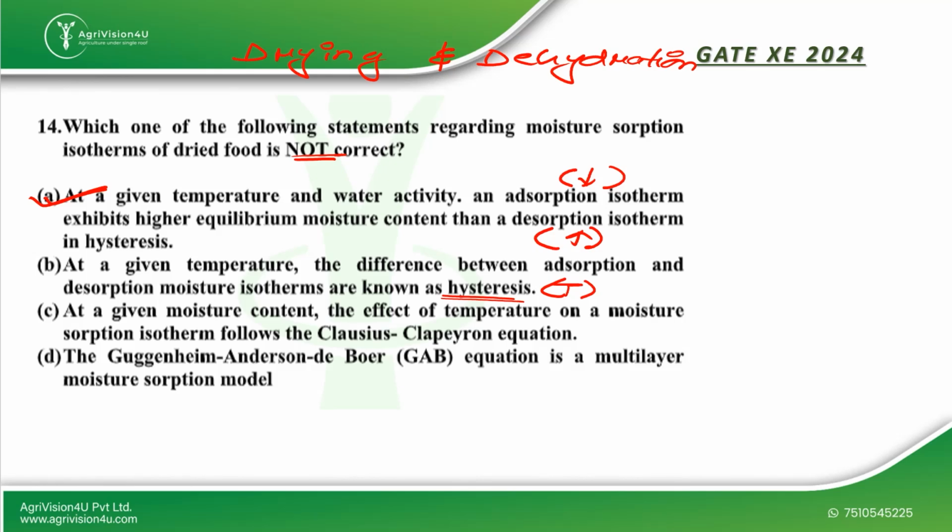So next is option number D, that is Guggenheim-Anderson-de Boer, that is GAB equation is a multilayer moisture adsorption model. So yes, this is true because this GAB equation is widely used to model the adsorption isotherms of food and other materials, accounting for the multilayer adsorption of water molecules on the surface. So this statement is also true. So the incorrect statement is option number A.